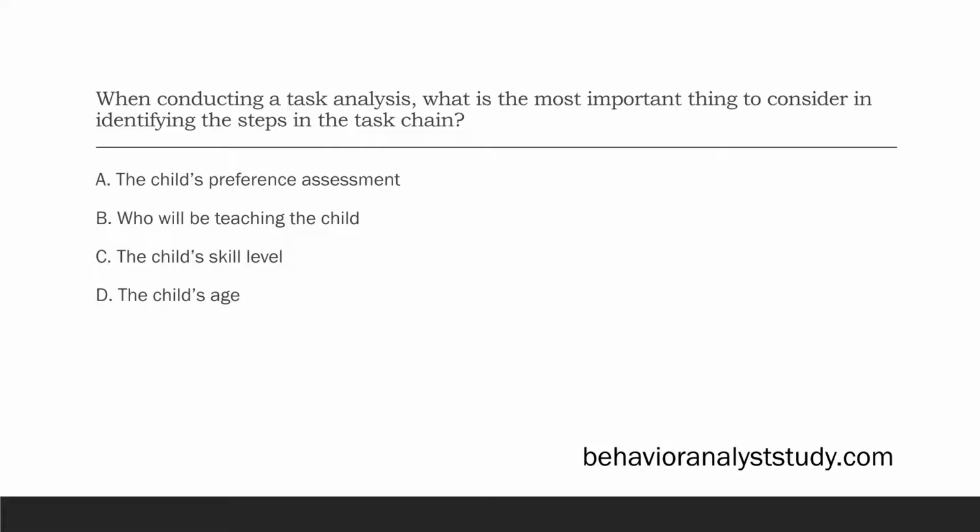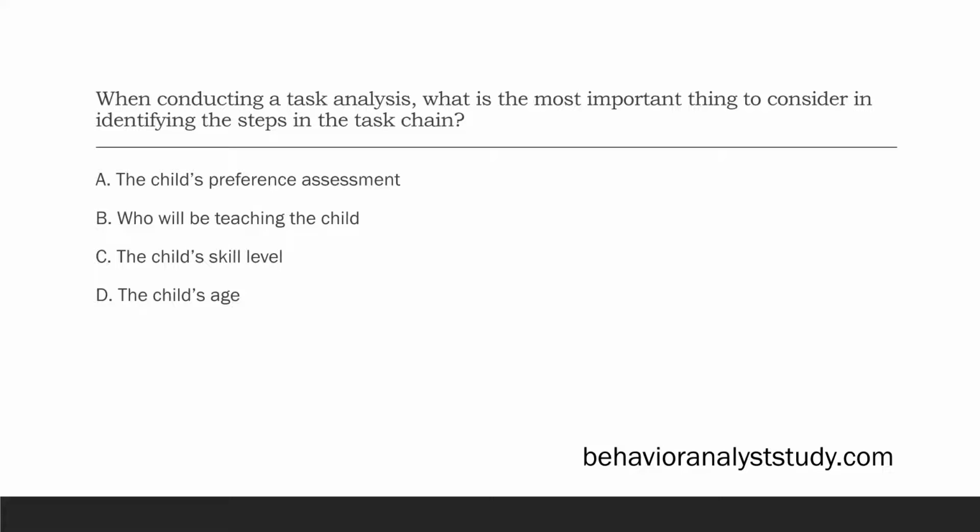Because remember, the reason we do task analyses and we don't just teach everybody the same way is everybody's individual. Some kids learn quicker. Some kids might learn slower. Some kids know some of the steps. Some kids don't, right? I can teach toothbrushing in 5 steps, or sometimes I can teach toothbrushing in 15 steps. It doesn't matter. It just depends on my client, the learner. So with that being said, what is going to be the most important thing to consider when identifying steps? A, the child's preference assessment.